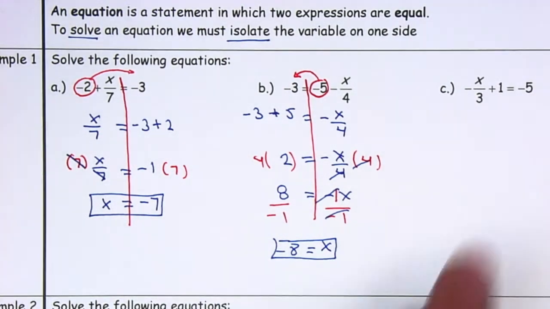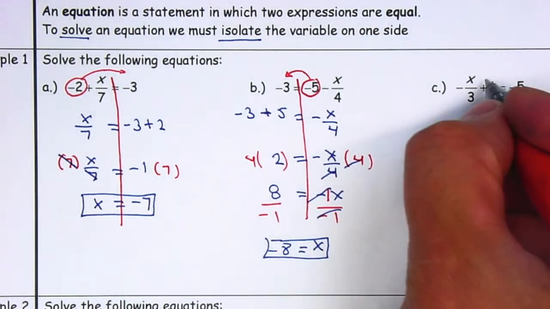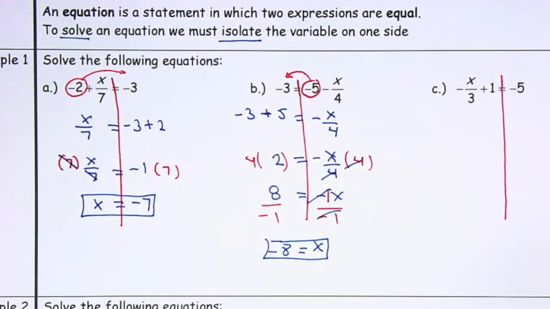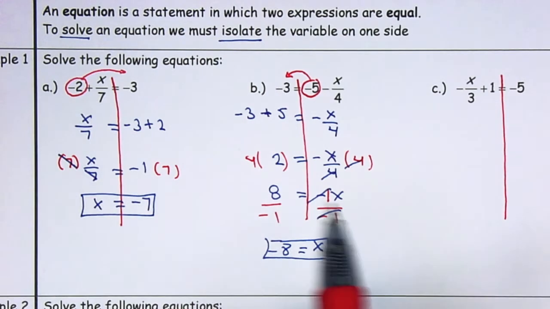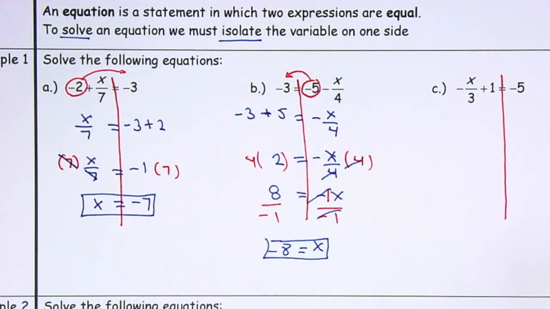Let's try example letter C. Same process. I'm going to draw the line. We're going to try example C. See what you get, and then we can compare answers. Go ahead and pause it.